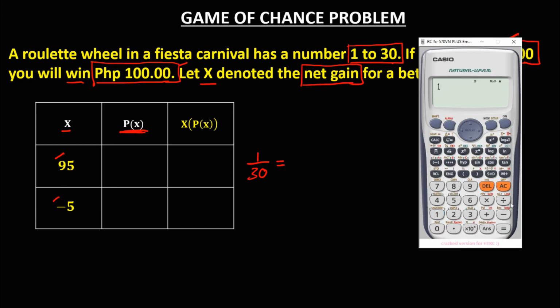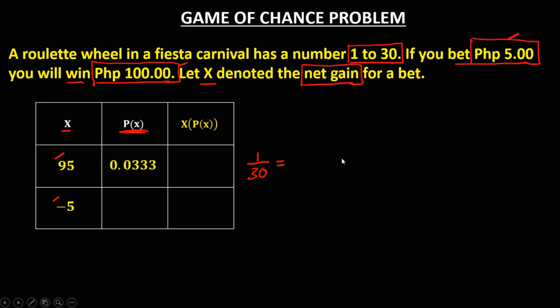So we have 1 divided by 30 equals 0.0333. So the probability that you gain 95 pesos is 0.0333. Then for the probability that you lose these 5 pesos, since only one number will win, therefore you lose on these 29 numbers out of 30, and convert this one to decimal.